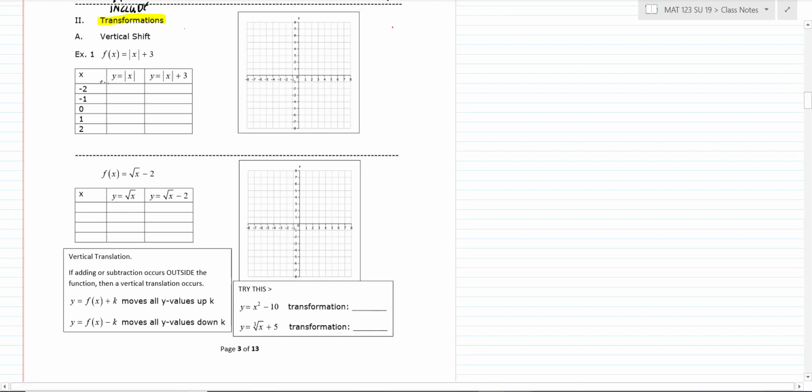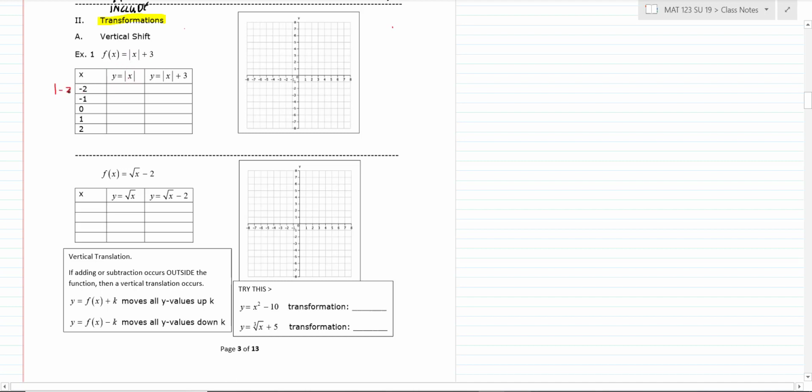All right, so what we're going to be doing is transformations here. The first one we're going to look at is what we call a vertical shift. That's when we take an elementary function and move it up and down. So we're going to graph absolute value of x plus 3, but to begin with, we're only going to do the elementary function.